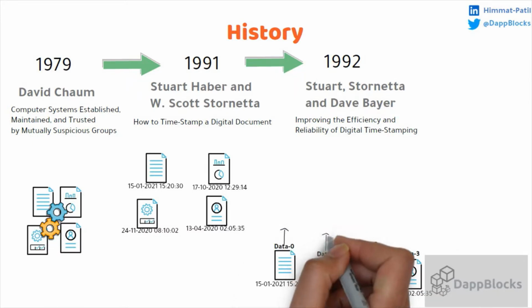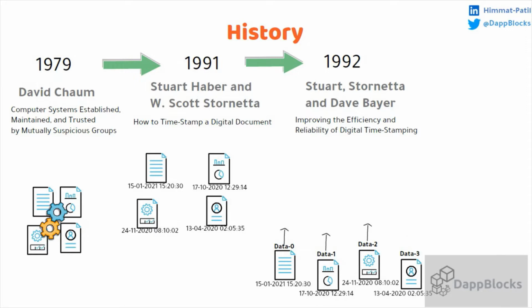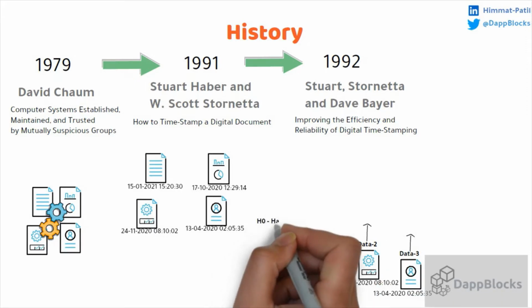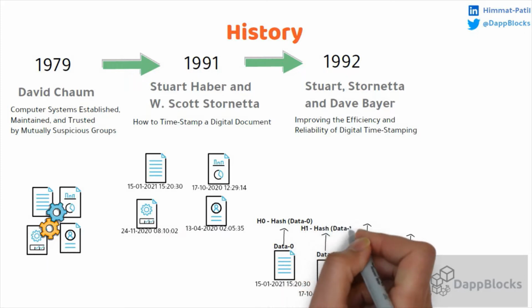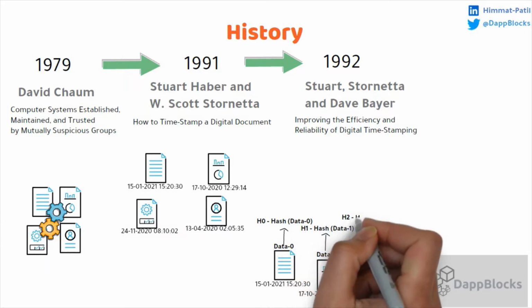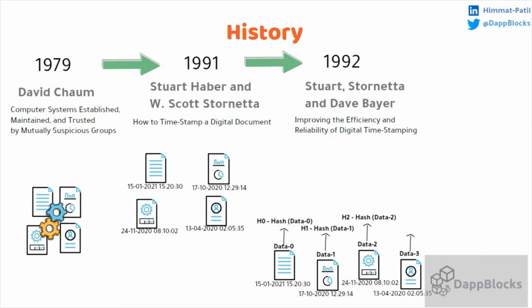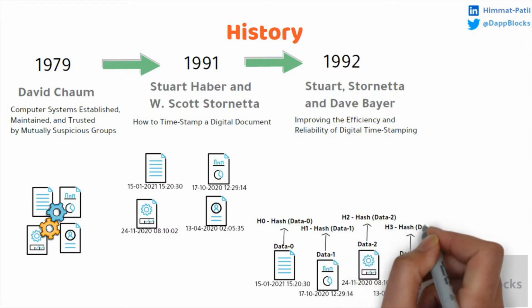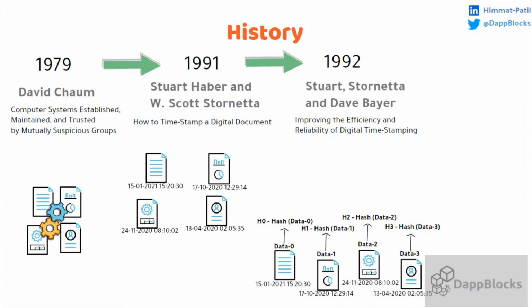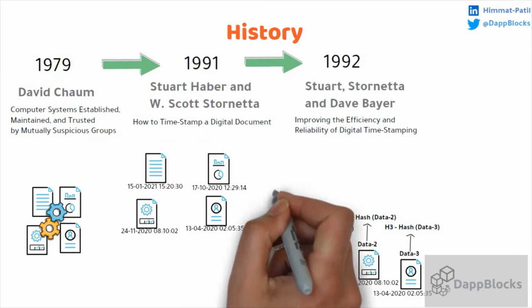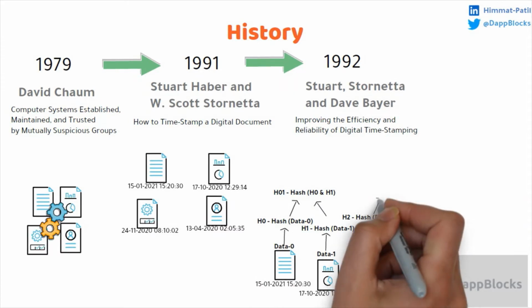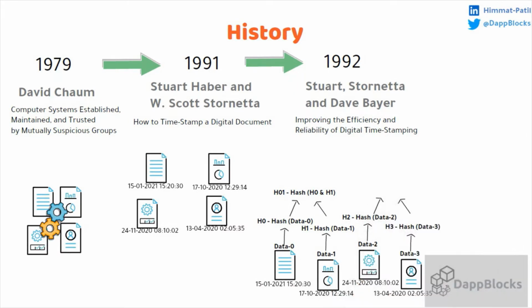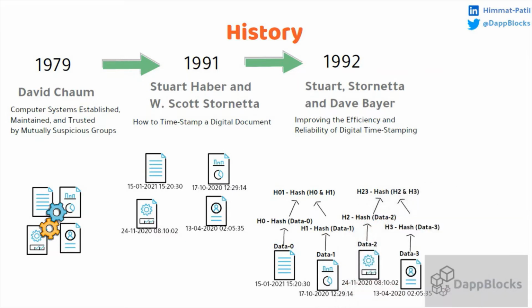What is a hash? In short, for any given input data, it will generate a fixed length output value. Here, hash h0 is the hash of data 0. Hash h1 is the hash of data 1. Hash h2 is the hash of data 2 and hash h3 is the hash of data 3. Now hash h01 is the hash of hash h0 and hash h1. Similarly, hash h23 is the hash of hash h2 and hash h3.